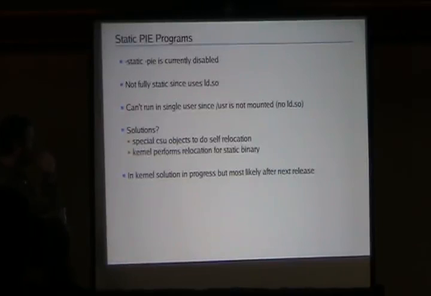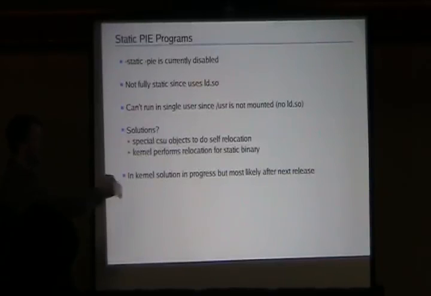So there are two solutions that we thought of for how to have static PIE programs work and not use LDSO to do the relocation. One is to build into the C startup objects the code to do the relocation for the program itself. However, that approach means that every single static program is going to get a copy of the relocation code in it, and expand the size of each program. The other approach is to bring some relocation code into the kernel, and I'm currently working on that. I'm narrowing down the runtime linker code to the smallest possible bit of code that works, and then we'll look at putting it in the kernel so that the kernel will relocate the static programs. But that's definitely going to happen after the next release.